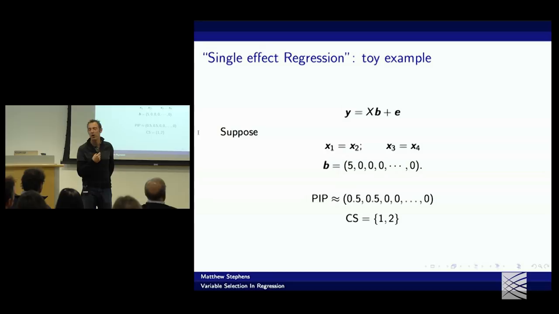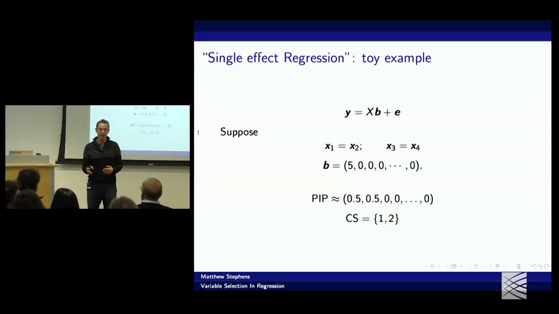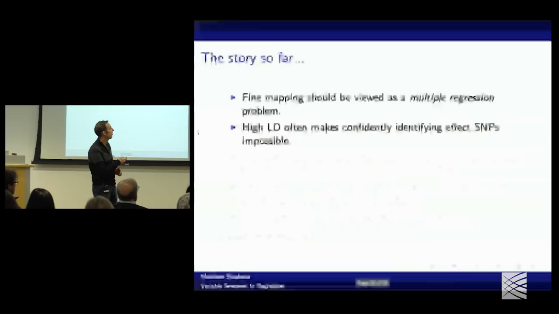So that would be the way that people would do it right now: take your best one, map it, and then regress it out. So it's going to come up again. Okay, so I'm just summarizing here.